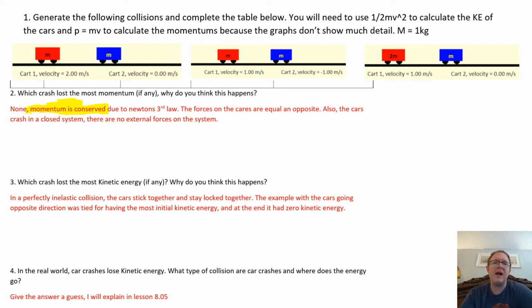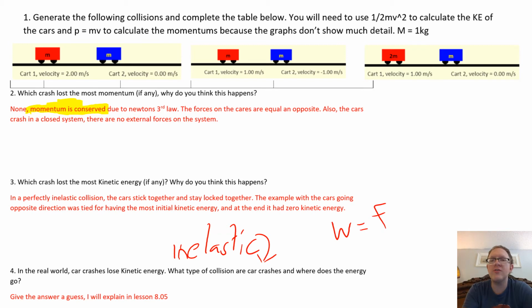Now, on to the last one. What type of collisions are car crashes? They're inelastic. And so, real world, what type of collisions? Inelastic is the answer to that question. Where does the energy go? Work. Work equals a force multiplied by a distance. And so when a car drives into another vehicle, it exerts a force over a distance as it crunches. And that makes it inelastic.